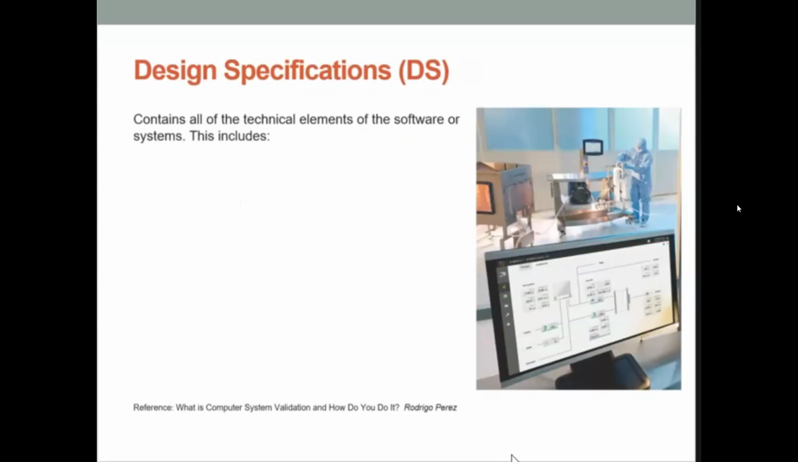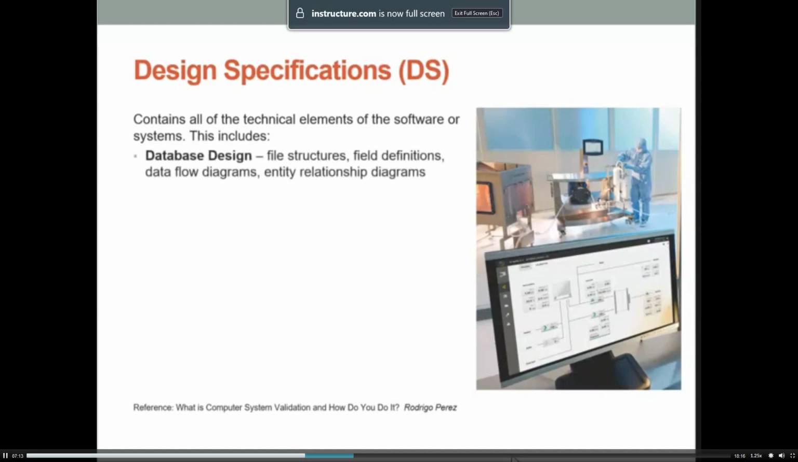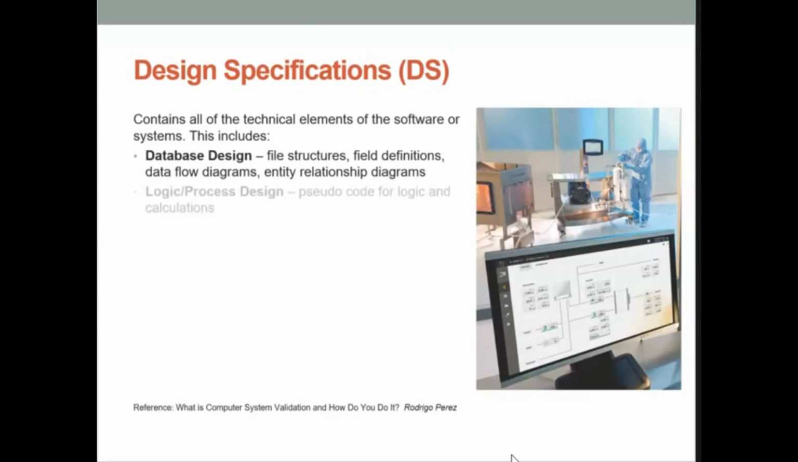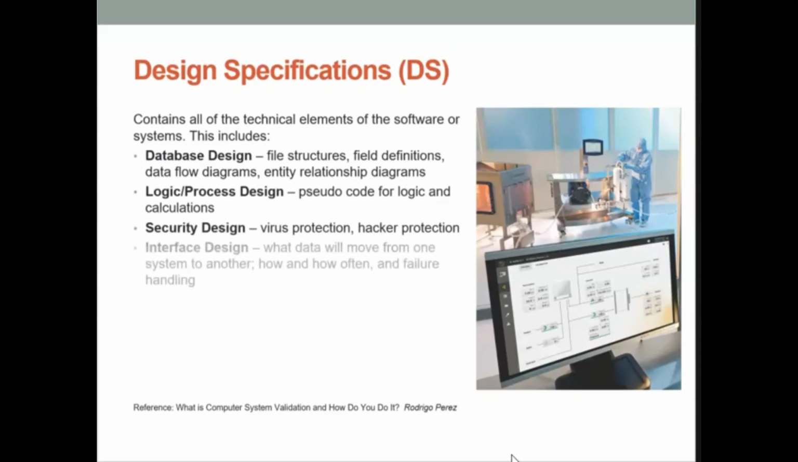Design specification. This contains all of the technical elements of the software or systems. That includes the database design, so file structures, field definitions, data flow diagrams, entity relationship diagrams. The logic or the process design, so pseudocode for logic and calculations. Security design, virus protection, hacker protection.